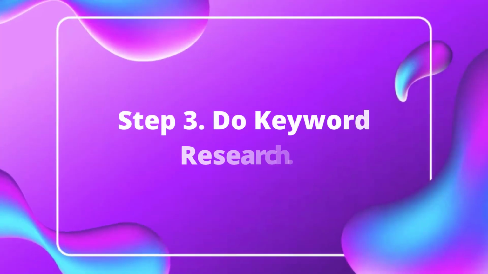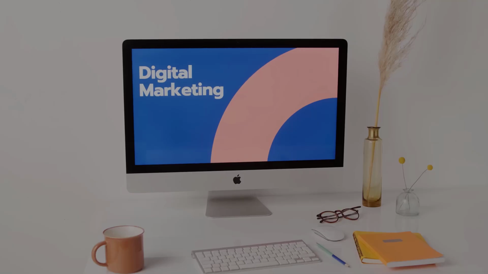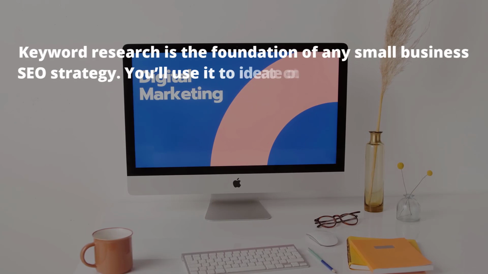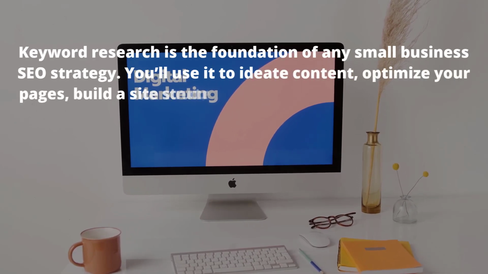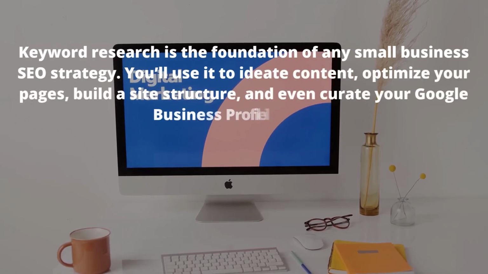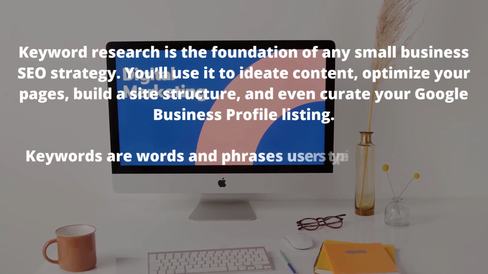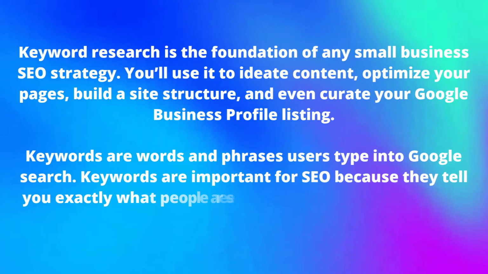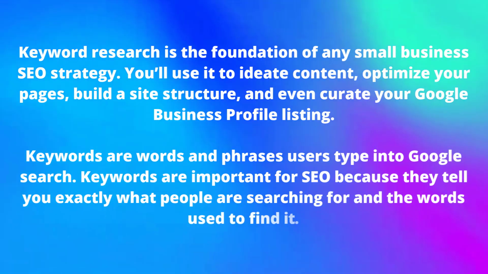Step number 3. Do keyword research. Keyword research is the foundation of any small business SEO strategy. You'll use it to ideate content, optimize your pages, build a site structure, and even curate your Google Business Profile listing. Keywords are words and phrases users type into Google search.